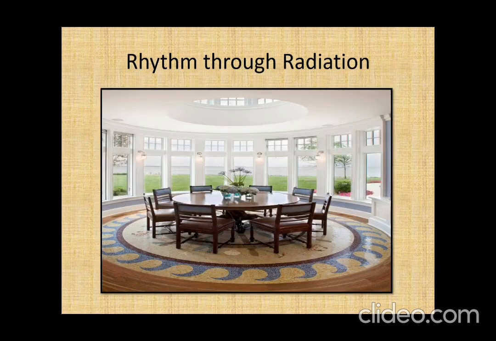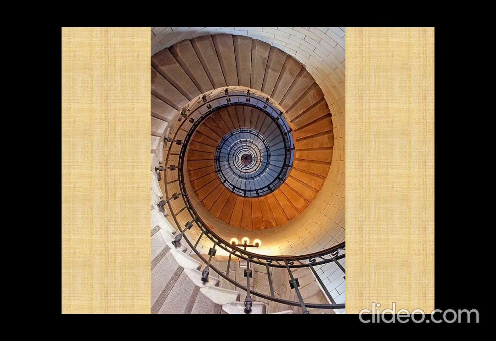In this picture, you can see how on the table they have placed the flower vase and everything in a good position, and from the center point it extends towards the other parts also. One more picture you can see. This is a ceiling point as well as a staircase. See how they have achieved this radiation. So these are the ways we can achieve the rhythm.